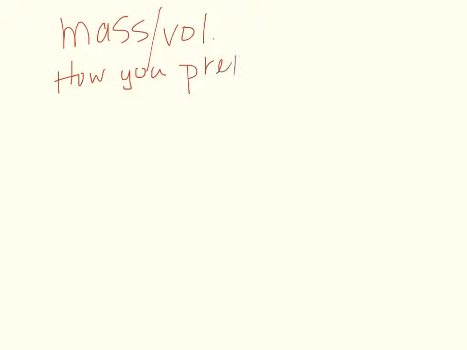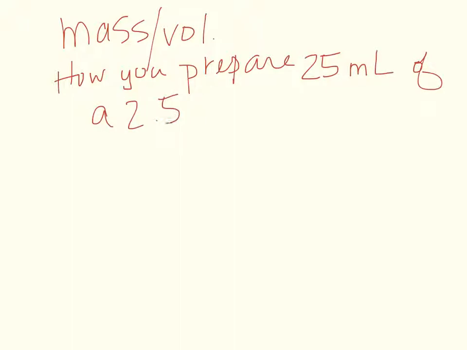Okay, so the next set of calculations that the book talks about is mass volume relationships. So what you're trying to do is look at the relationship between mass and volume. Here's an example from one of the worksheets I gave you for practice. It says, how would you prepare 25 milliliters of a 2.5 gram per milliliter solution.